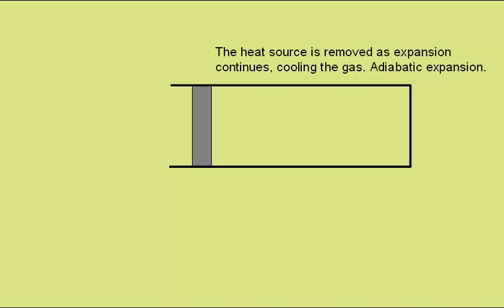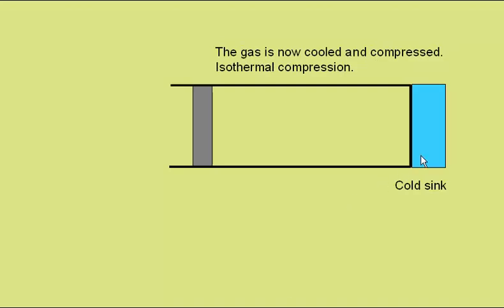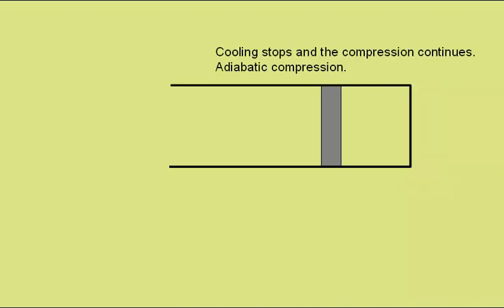This is adiabatic expansion. We now apply a cold sink to the trapped gas, which would tend to lower the internal energy, but if the piston also moves in, this would tend to raise the internal energy. Again, if the two are balanced, we have isothermal compression. Overall, no change in the internal energy of the gas. Removing the cold sink while the piston still moves in, we now have adiabatic compression.